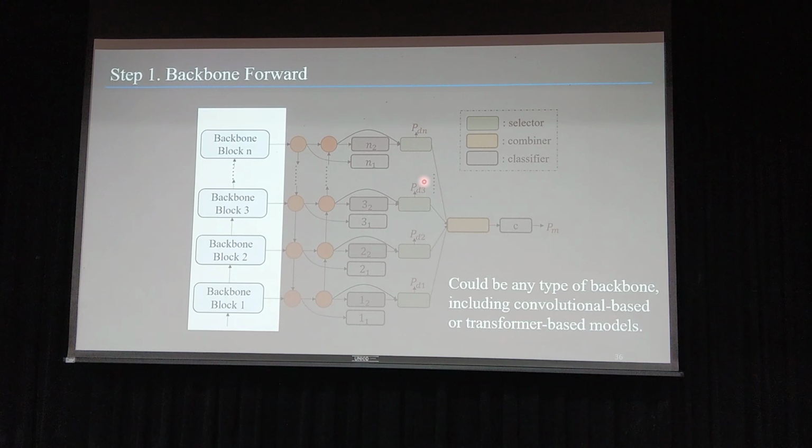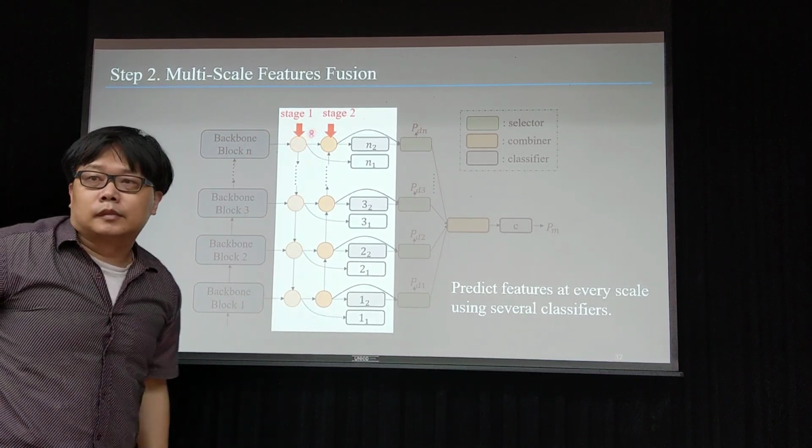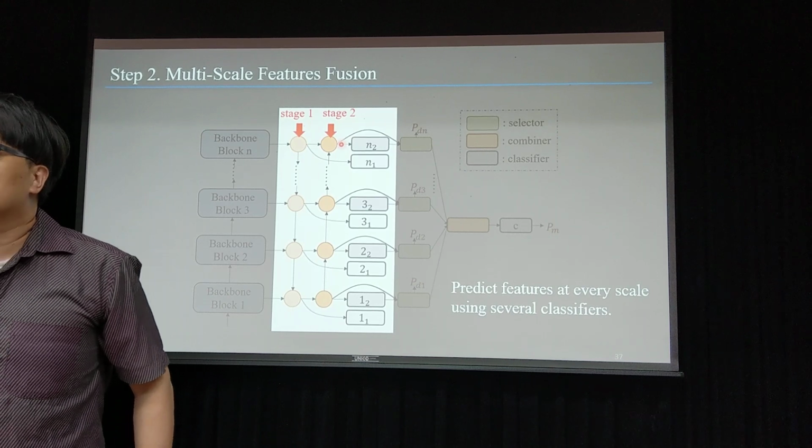The first step involves the forward operation of the backbone. This backbone could be any type of model, including convolution-based or transformer-based models. Then the second step is to fuse multi-scale feature maps and make a class prediction for each of them. So if we choose ResNet 50 or Swin Transformer as the backbone, we will have 8 class predictions in this step, because ResNet 50 and Swin Transformer have 4 blocks, and each block has 2 stage outputs, stage 1 and stage 2, so we have 8 class predictions.